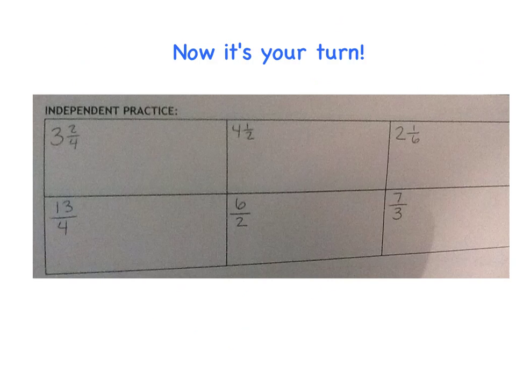Now it's your turn. In the independent practice section on your page, go ahead and draw a picture to represent the mixed numbers and improper fractions that are in the boxes.